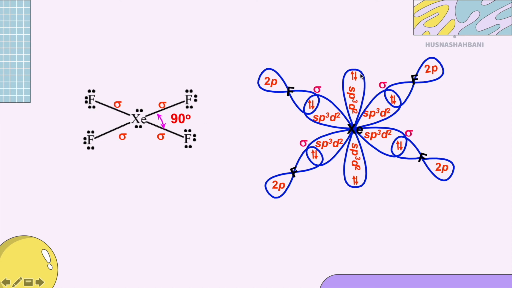sp3d2 orbitals, of which 1 and 2 sp3d2 orbitals have lone pairs. And for the F, 2p orbital, this F has an unpaired electron in the 2p orbital. That's why you have to draw the 2p orbital to overlap with all 4 sp3d2 orbitals, because it has 4 sigma bonds. This is the final drawing of the XeF4 hybrid orbital. Remember, you only do the hybridization for the central atom.